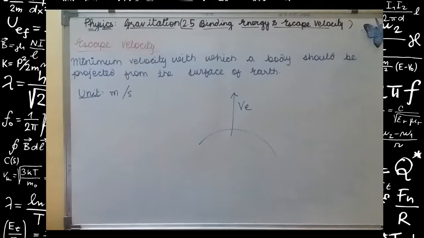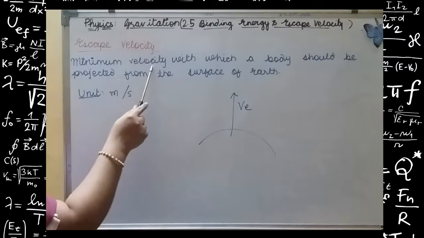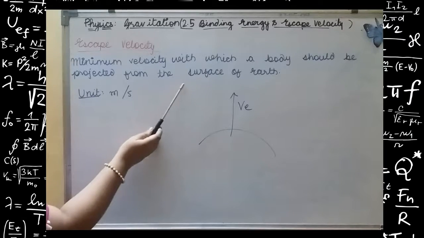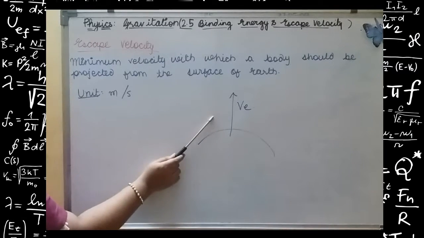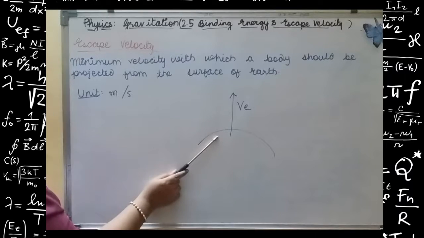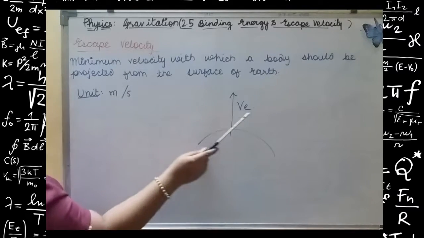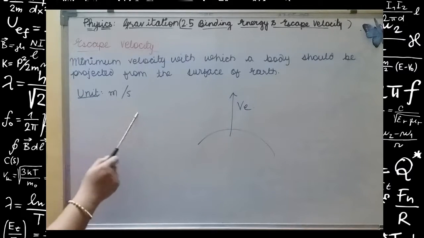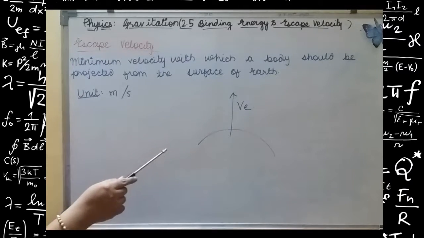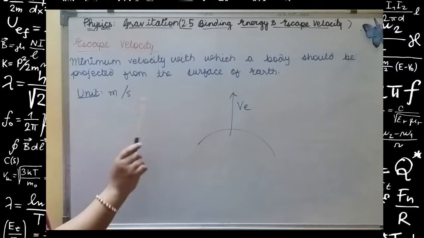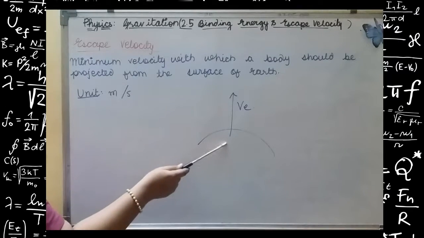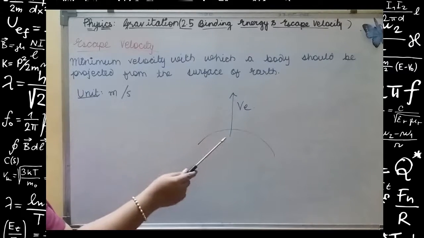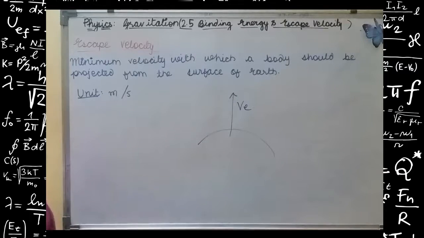Escape velocity. It is the minimum velocity with which a body should be projected from the surface of the earth to remove it out from Earth's gravitational influence, written as Ve. The unit is meter per second. So this is basically the velocity of projection, or how much velocity must be given to a satellite or an object or a body to remove it from Earth.